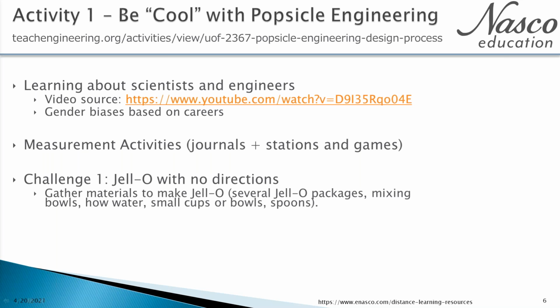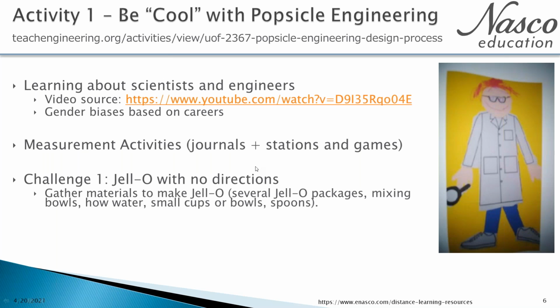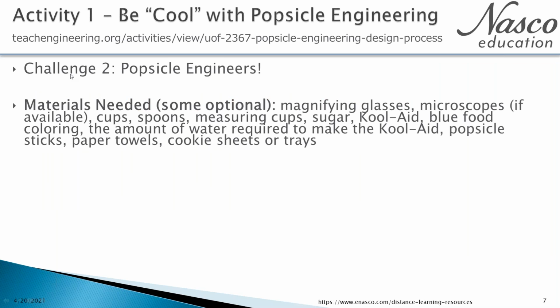Now with kindergartens or early learners, you obviously are going to have to model the engineer design process for them, how you would go through that process of making Jello. With older students, you can jump right in, have them go through the engineer design process, and document how they're going to create this Jello before they participate in the activity. All right, then from there, there's the gender bias template that I was going to talk about. This is just a template that I'm going to provide afterwards as well. So let's jump into the second challenge.